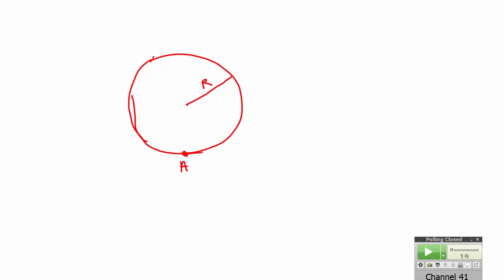So let's consider an object moving in a circle of radius r. When the object is at this position A, its velocity is vA. When the object is at position B, its velocity is vB. When the object is at position C, its velocity is in that direction, vC. And when the object is at position D, its velocity here is vD.